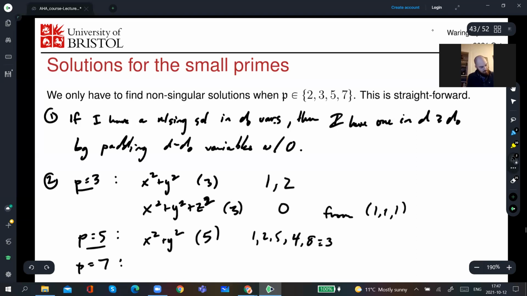For 7, again, I just do the sum of 2 squares. I'll get 1 and 2, 1, 2, 4, and then 5, and that's about it. I have to worry about 3 and 6. And so for 3 and 6, I have to use 3 variables. For 3, you just take 1, 1, 1 again. That gives 3. And for 6, you just take 1, 1, 2.